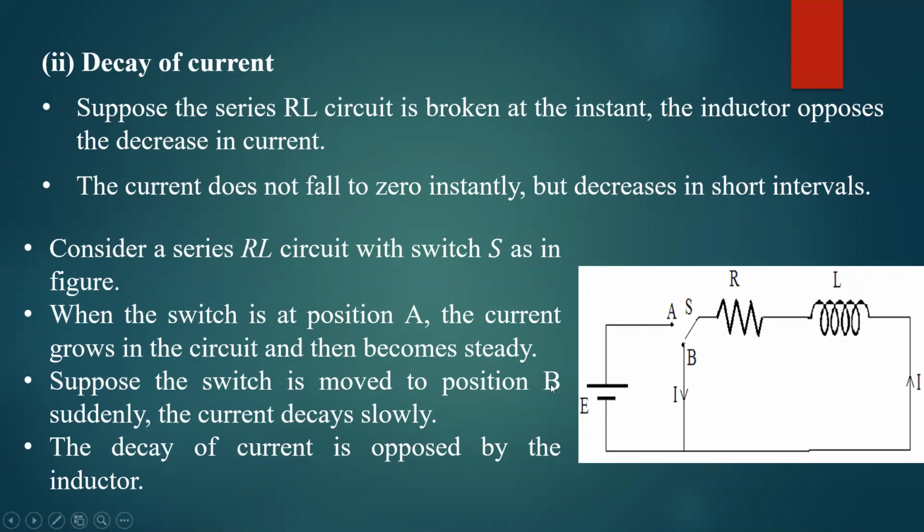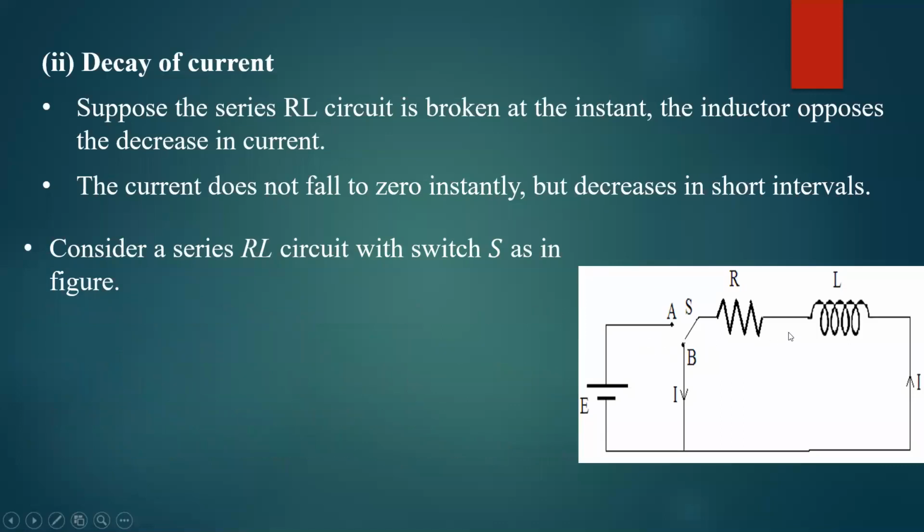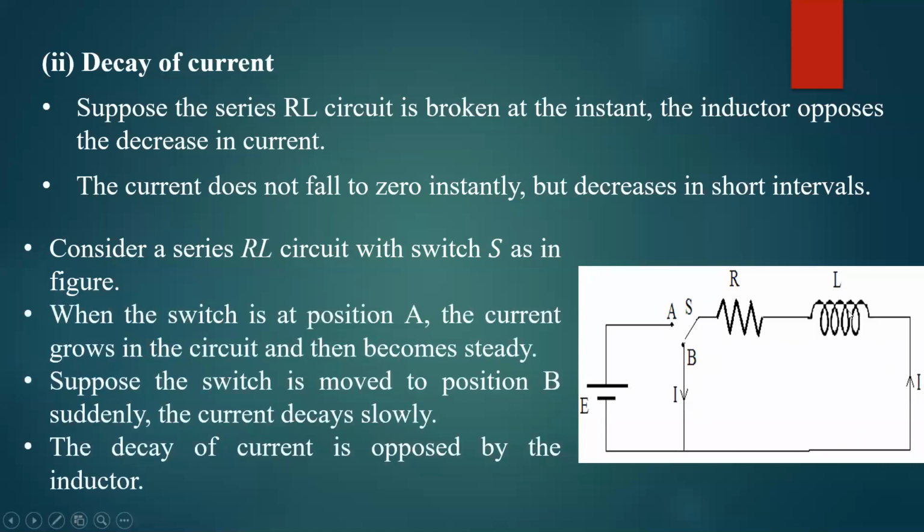Suppose the switch is moved to position B suddenly, that is, the battery is disconnected suddenly. If the switch is moved from position A to position B, only this part of the circuit is closed now. R and L are connected in series by means of a conductor. Then what happens? The current in the circuit starts to decrease. And that decrease of current is called the decay of current.